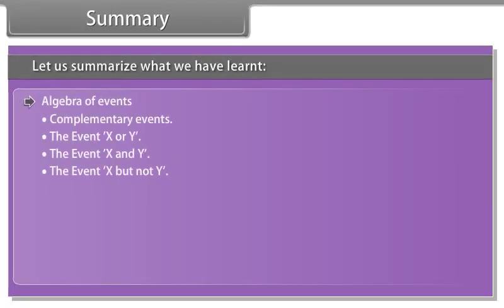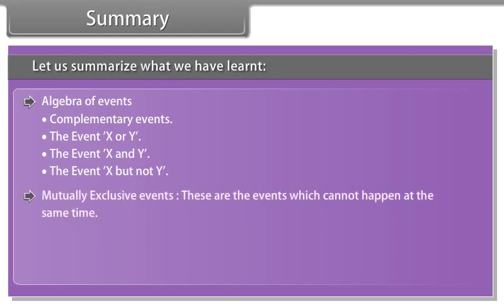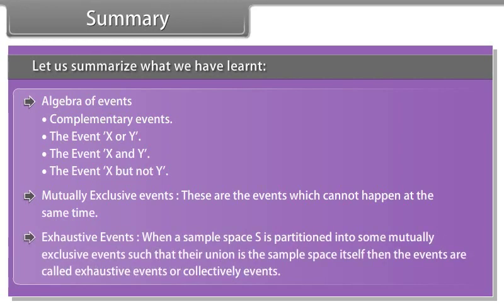Algebra of events. 1. Complementary events. 2. The event X or Y. 3. The event X and Y. 4. The event X but not Y. Mutually exclusive events. These are the events which cannot happen at the same time. Exhaustive events. When a sample space S is partitioned into some mutually exclusive events such that their union is the sample space itself, then the events are called exhaustive events or collectively exhaustive events.